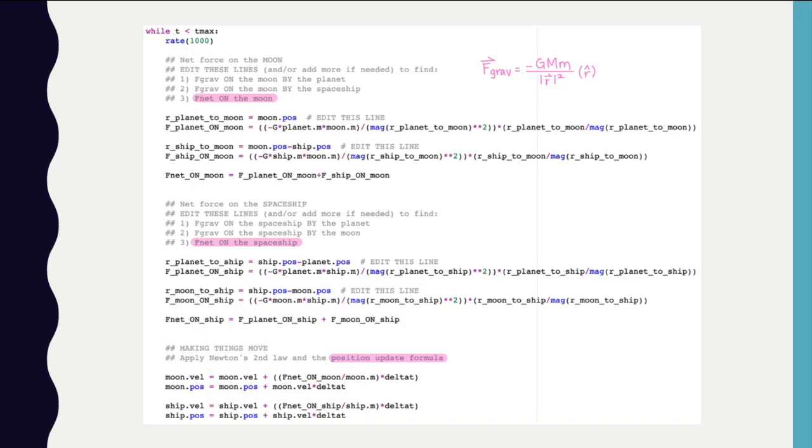This is my calculation loop. Using the universal gravitation formula, I calculated the net force on the spaceship and the moon since those two are being acted upon. Then, using the velocity update and position update formulas, I can predict the motion of the spaceship and the moon based on what forces are acting on them at each point. Pause now to take a closer look.